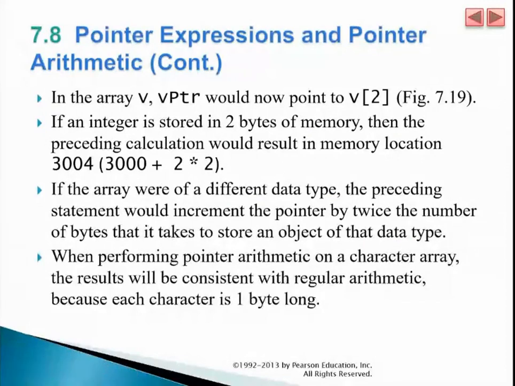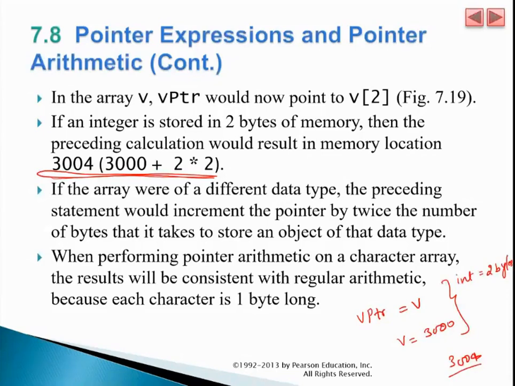So if we are having an array v and v pointer would now point to v2, if an integer is stored in 2 bytes of the memory, then the preceding calculation would result in a different memory location depending upon the size. Suppose we are having our v pointer, again pointing to v, and v is as usual starting from 3000. Now I am saying that in some machine, the integer is stored in 2 bytes. If in this machine I increase the value of the pointer by 2, the output will be 3004.